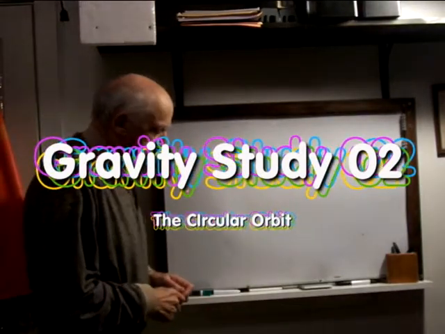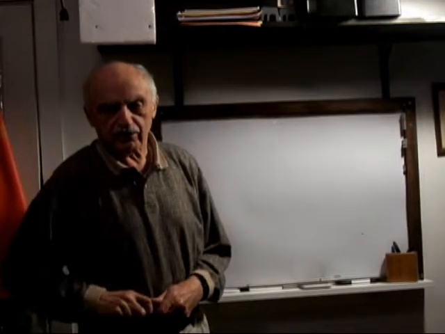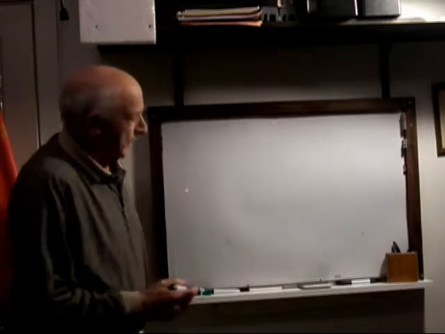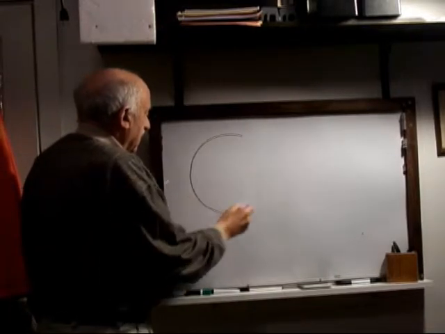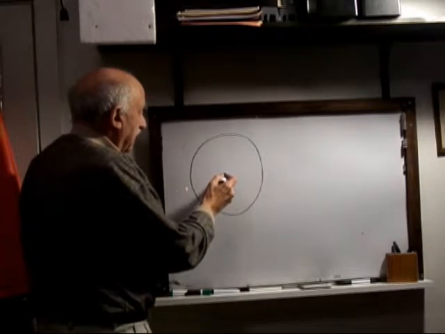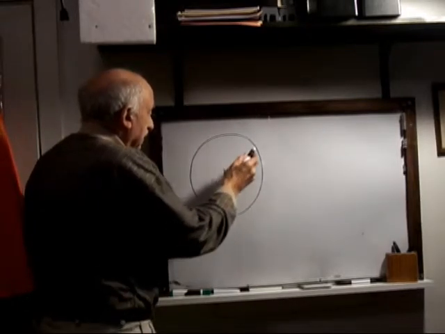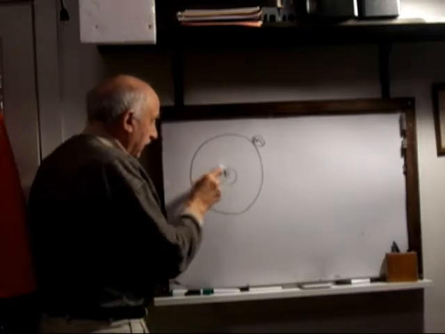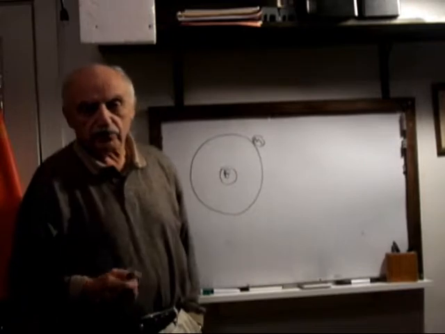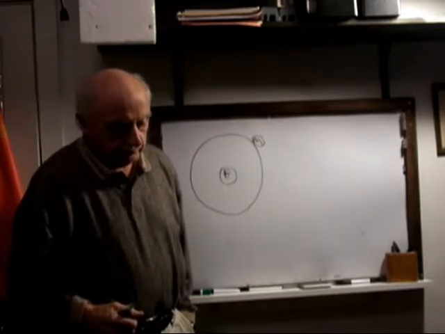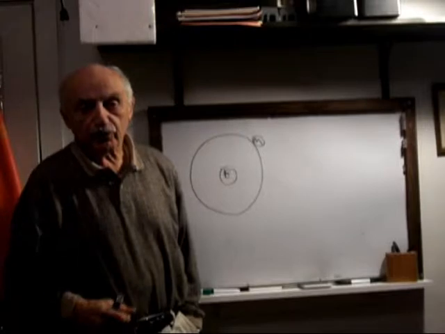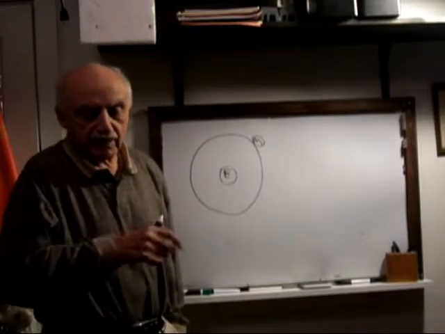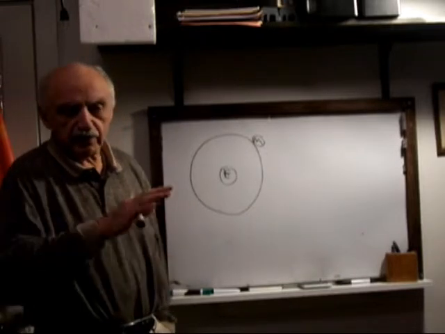In this video I'm going to talk about the circular orbit, because it is the simplest one to explain. This is the Earth and this is the Moon. It is the state to which all two-body systems eventually gravitate, because it gives you the lowest level of energy, and it's the most stable.